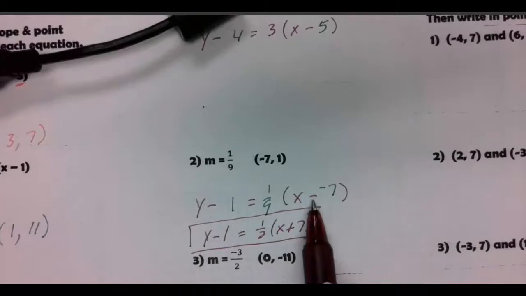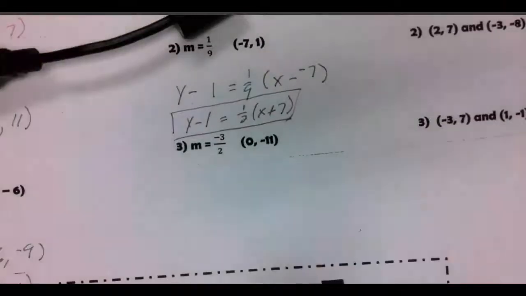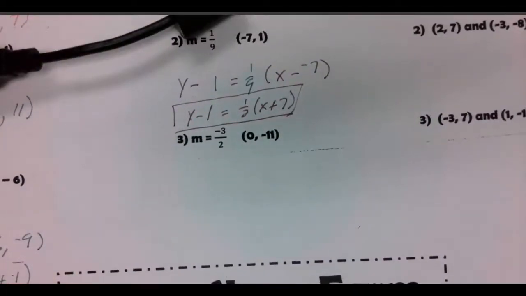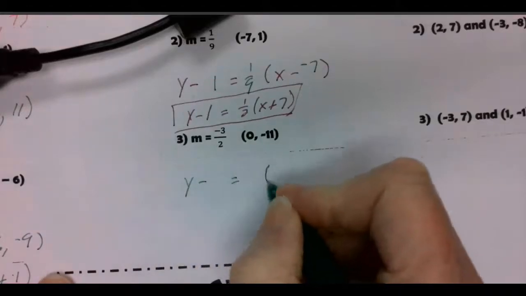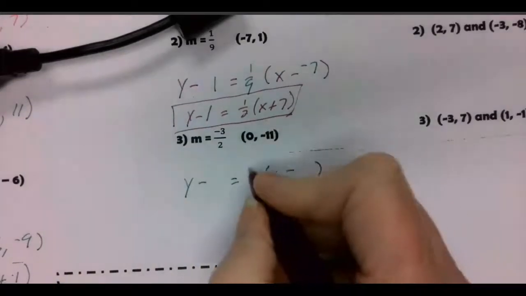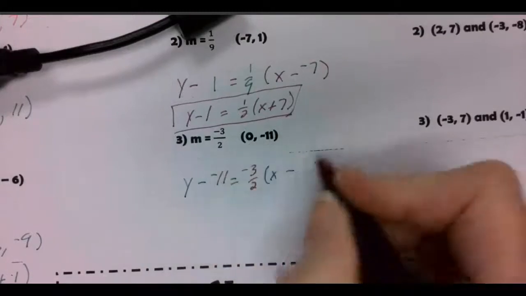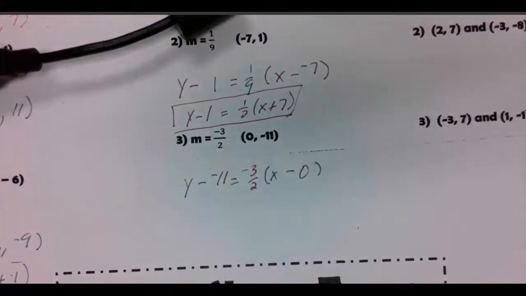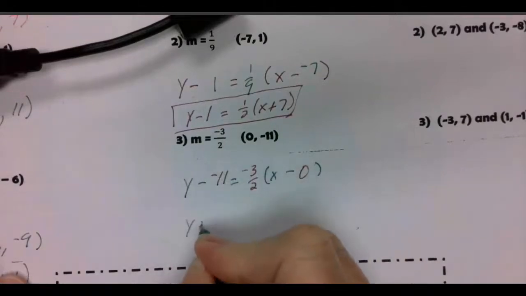Okay, that's the reason I plug it into the form and then change my signs. Okay? So number 3, if you want to try that one, go ahead. I'm going to give you about a 5-second leeway. Okay, so my slope is -3/2. My y-coordinate is -11. My x-coordinate is 0. So again, let's clean that up a little bit. Y minus the negative is going to be y plus 11.